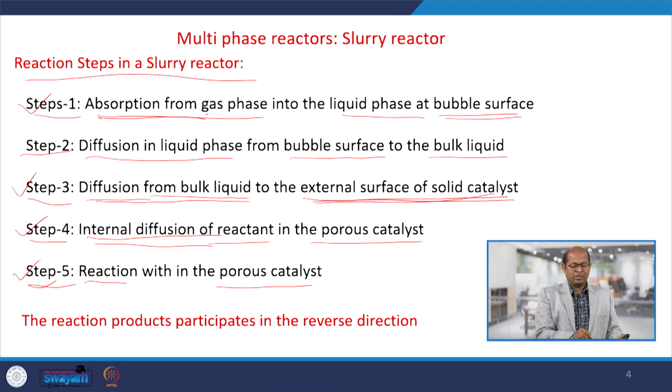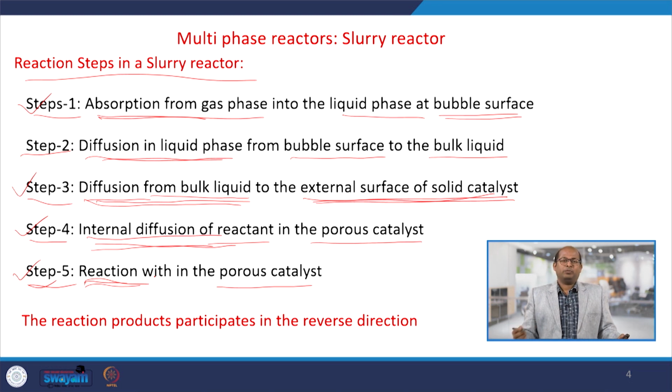So, first absorption of the gas, then diffusion of the gaseous component into the bulk liquid phase, then diffusion from the bulk liquid to the external surface of the catalyst, then internal diffusion of the reactants inside the catalyst pores, and then surface reactions take place. Once the reactants enter, products are formed by reaction, and then the products diffuse in the reverse way, from inside the pores to the external surface of the catalyst, following the reverse direction.